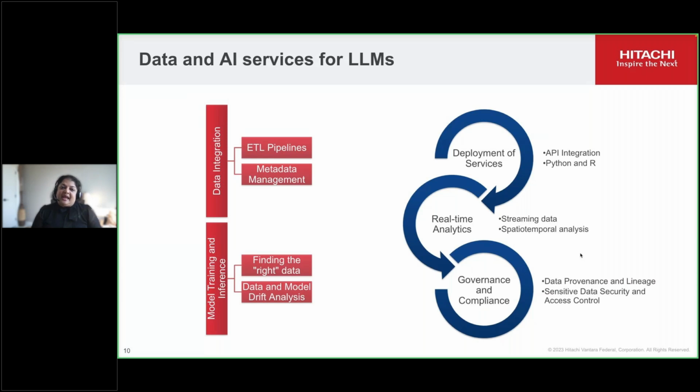And then being able to work in a real-time manner via your streaming data and your spatio-temporal analysis of the data. And over this entire process, having the right governance and compliance so that you have the data provenance and lineage, that is understanding where did the data originate and how has it been modified and used as part of the different processes in terms of model training, evaluation, and keeping tab in all this, making sure that the security and access is not compromised while indulging in these types of applications and services. Next slide, please.